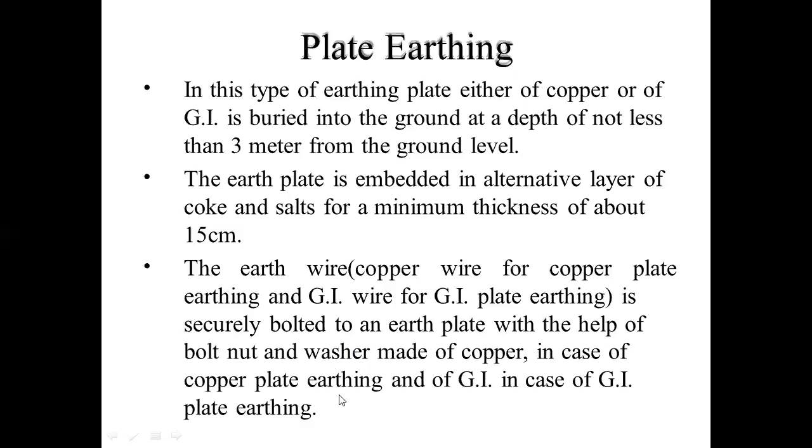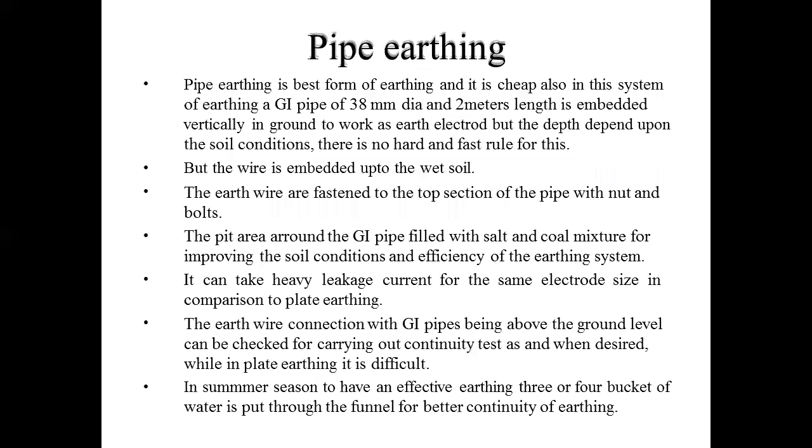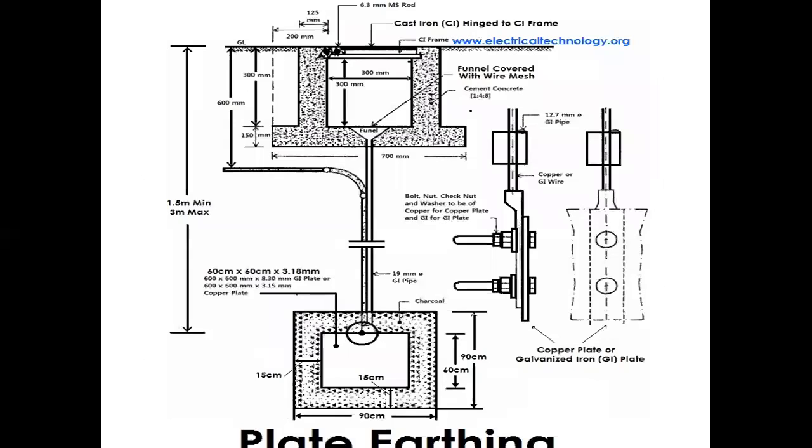So let us look at the circuit diagram. That's the main plate earthing system. This is the diagram of the plate earthing system. Here you can see this is the ground level. The technical specifications are mentioned in the diagram. The size of the copper plate is 600 mm by 600 mm by 3.15 mm if you are using a copper plate in this plate earthing. If you are using a GI, galvanized iron plate, then the size of the plate should be 600 mm by 600 mm by 8.30 mm as per the standard.